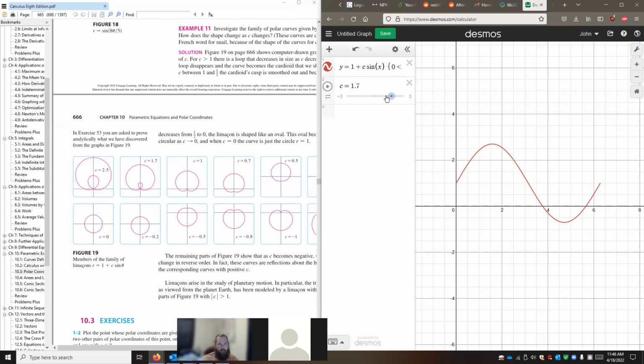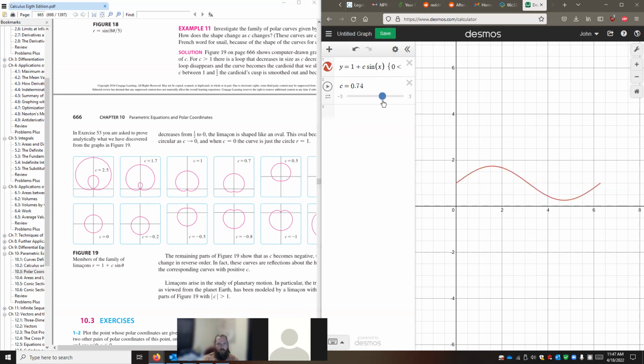If I bring c down to 1, now the graph doesn't dip beneath the horizontal axis, it just kisses it, and that creates this cusp here. This is a cardioid. And if I make c smaller than 1, then my graph doesn't even touch the horizontal axis, and this thing starts to get softer and rounder looking. When c is 0, that's just the function r equals 1, which in polar coordinates is a circle, and you get the idea.